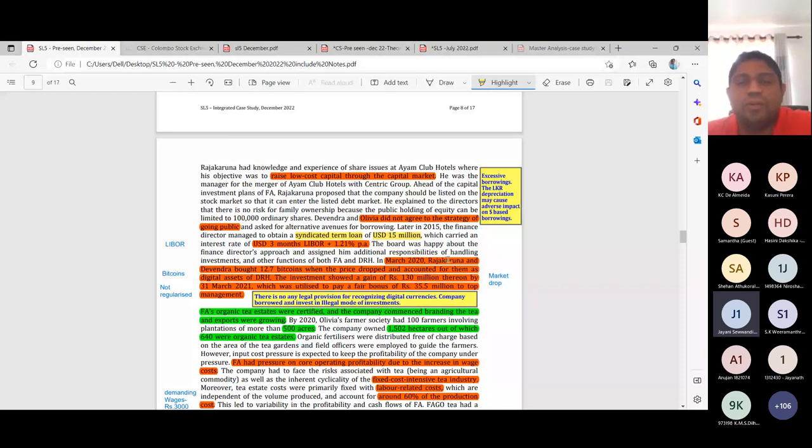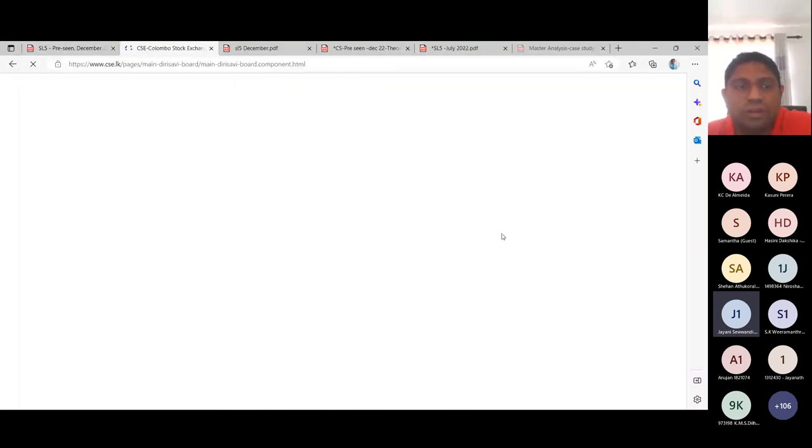When Rajakarna proposed that the company should be listed on the stock market so that it can enter the listed debt market, he explained to the director that there is no risk for family ownership because the public holding of equity can be limited to 100,000 ordinary shares. So we have to look at the listing rules actually, right? So that is one area I think you can focus on, listing rules.